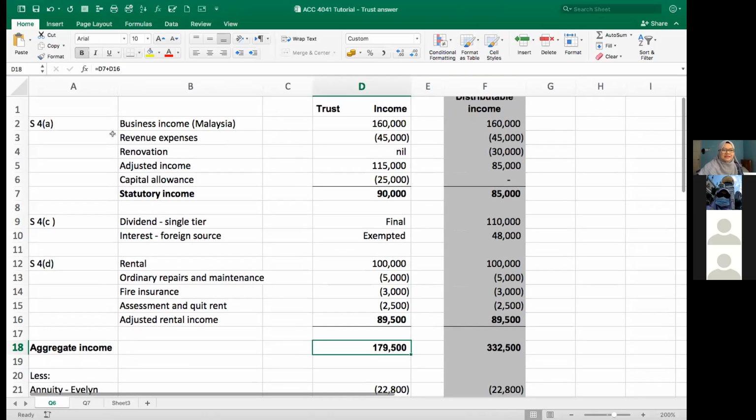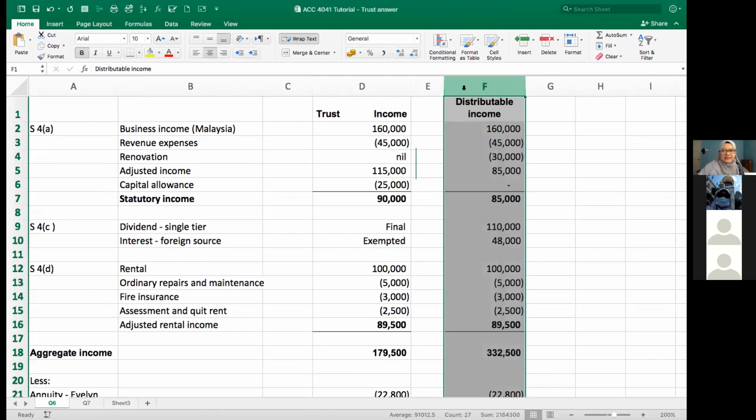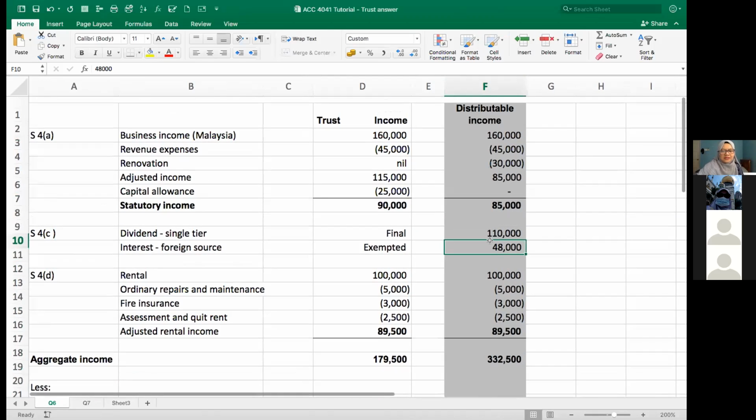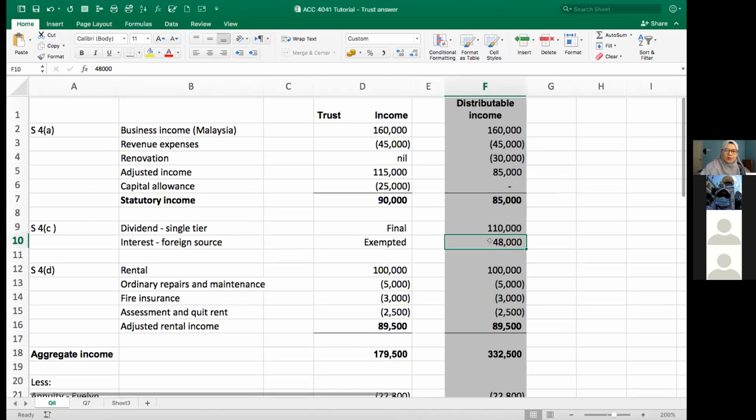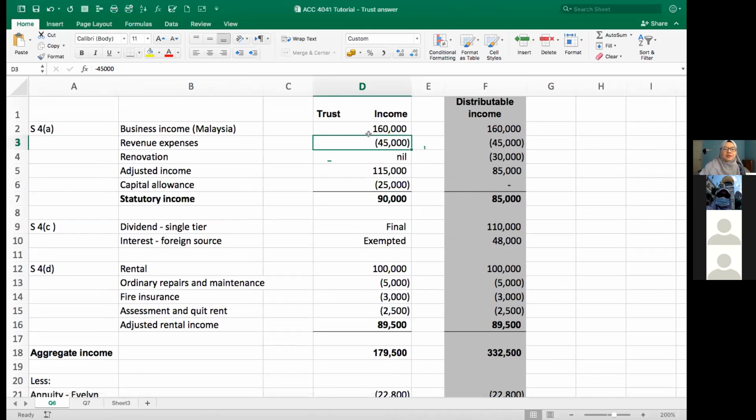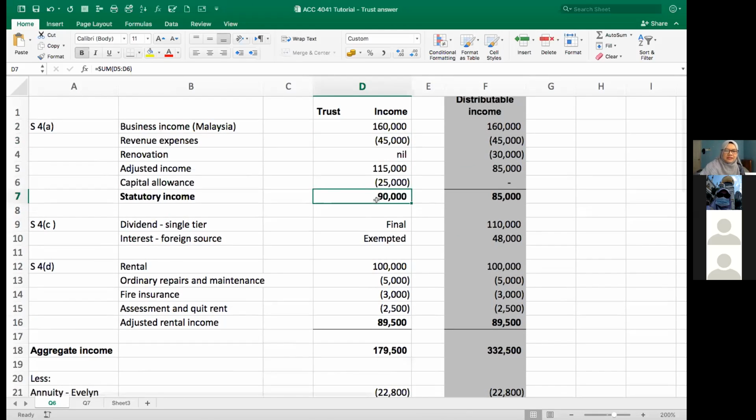Okay, you have your business income. You buat macam ni. Business income gross berapa, then minus revenue expenses. In this case, Dr. Sawa has nicely done the distributed income. But I'm not sure whether distributed income is relevant here because tak ada accumulation. Yeah, there's no accumulation, so the deemed income, you don't have to compute actually. But here because we have business income, then you have statutory income of 90,000.